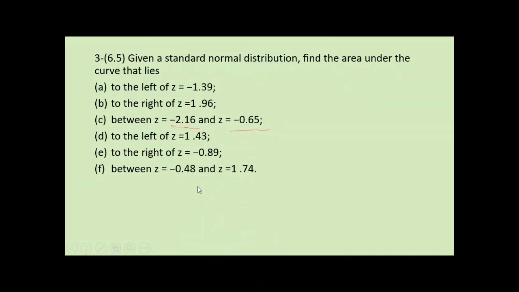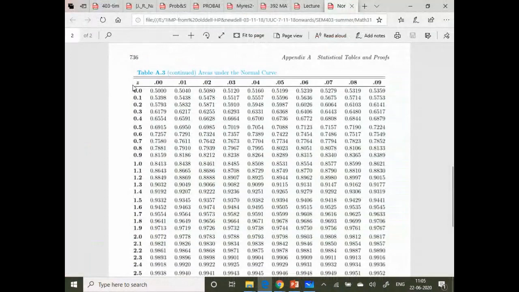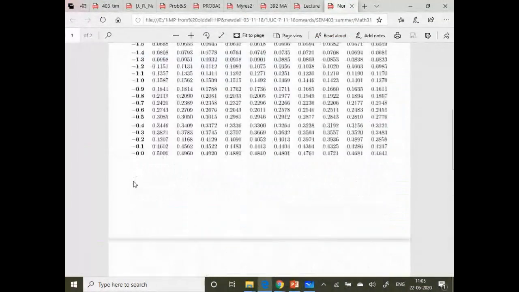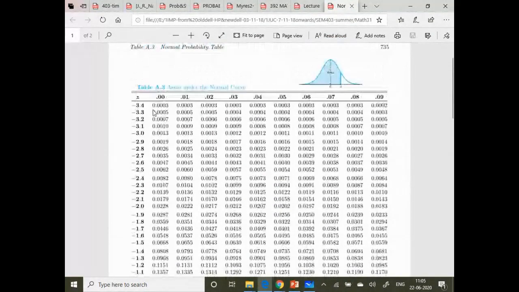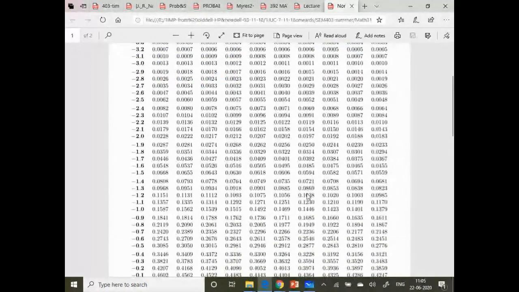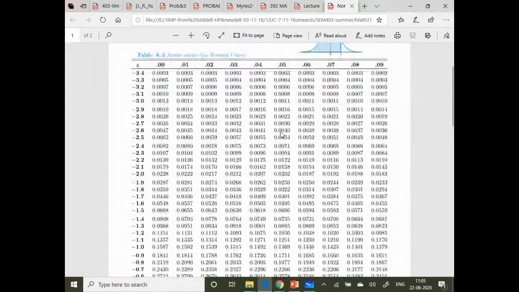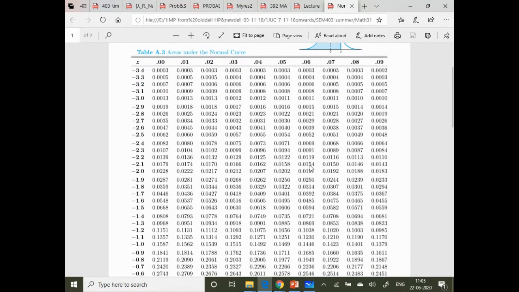Let's go to negative 2.16, negative 2.16, and negative 0.65. Remember these values, and now go to the table. Negative 2.16, negative values on the first page. Negative 2.1, and then 6 in the column. Come down, negative 2.1 here, 6, and the value is 0.0154. This is for negative 2.16, 0.0154.